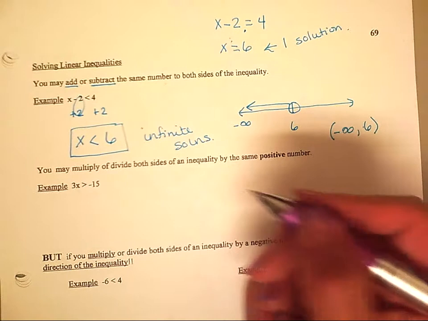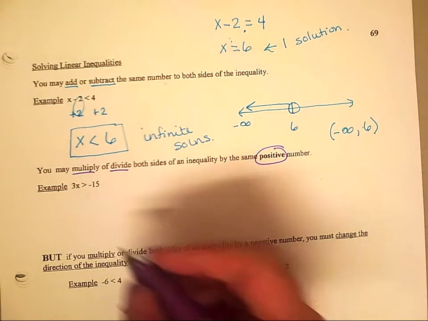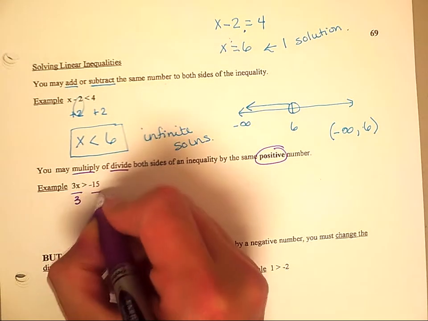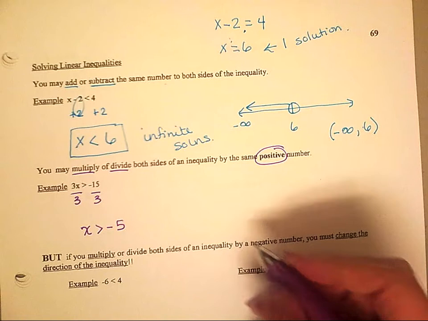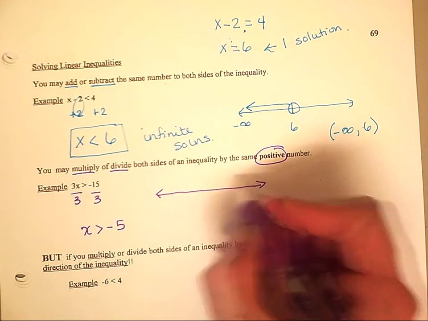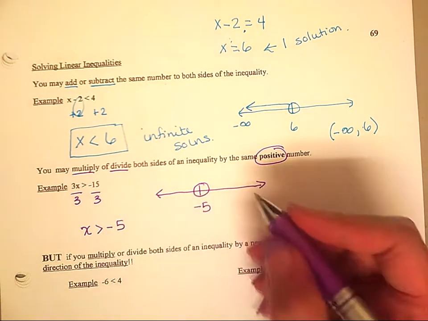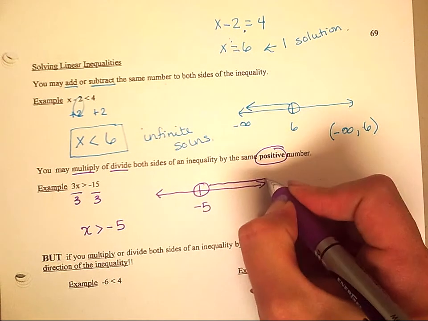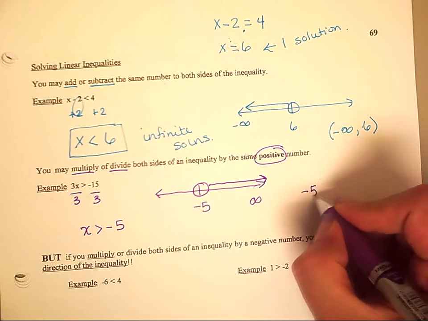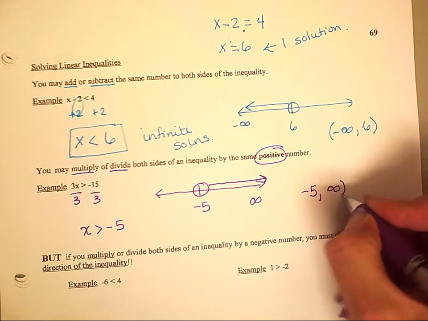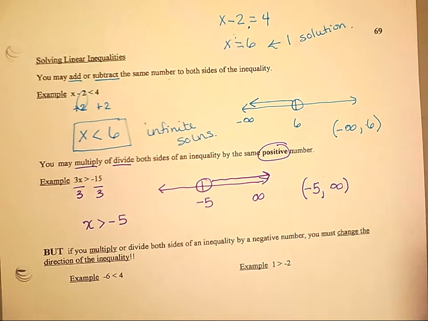Now we can also multiply and divide by the same, now this is important, positive number. Okay? So if I needed to get to 3 x's, I could divide by 3. So I'd have that x is greater than -5. If we put that on the number line, here's -5. -5 cannot be included, there's no equality there, and x needs to be greater than that. In interval notation, the lowest value is -5 and goes to infinity. Infinity never gets a bracket, and 5 won't in this case because it's not included.